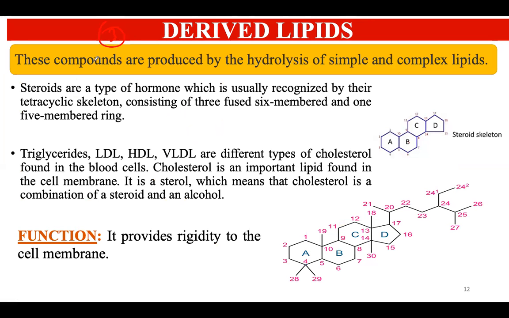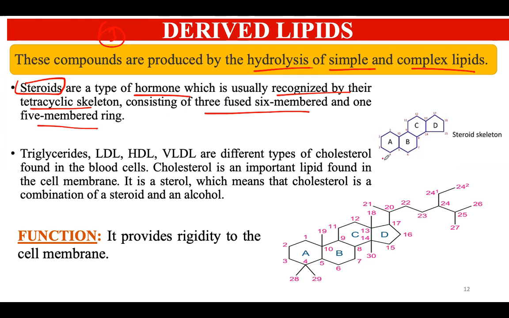The third category is the derived lipids. Now, derived lipids are the compounds that are produced by the hydrolysis of simple and complex lipids. And the most important example that comes under this category is steroids. They are a type of hormone which are usually recognized by their tetracyclic skeleton. And this is formed by three fused six-membered rings and one five-membered ring.